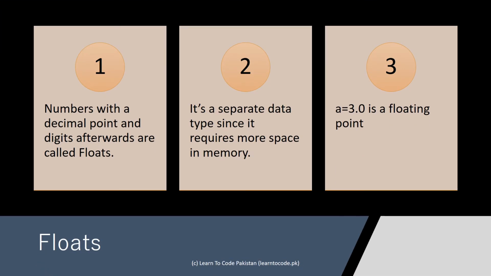Lastly, we have floating point numbers. All numbers with a decimal point come in this category. This is a separate data type because that dot requires more space in memory, hence a different name. In a sense, 3 is equal to 3.0 because that is logically true, but in terms of data types, we are talking about something different.